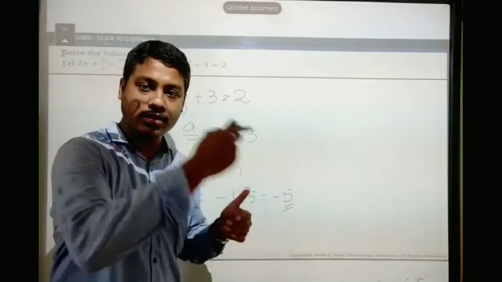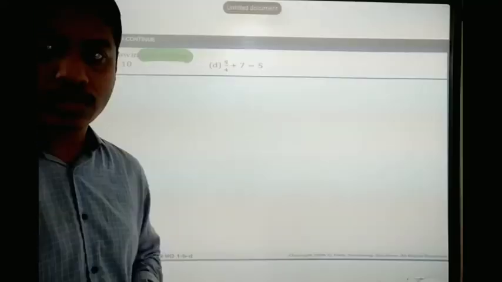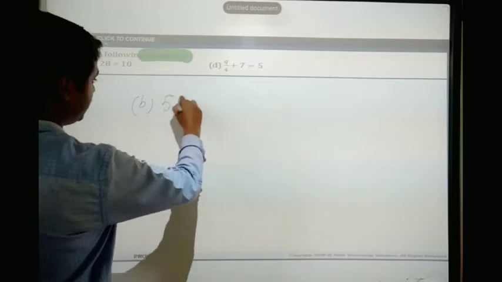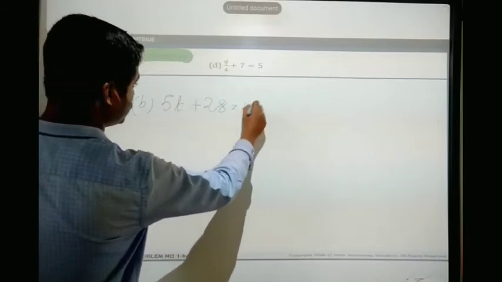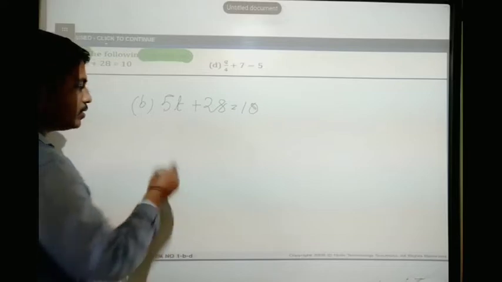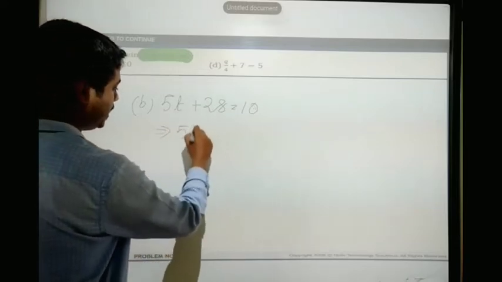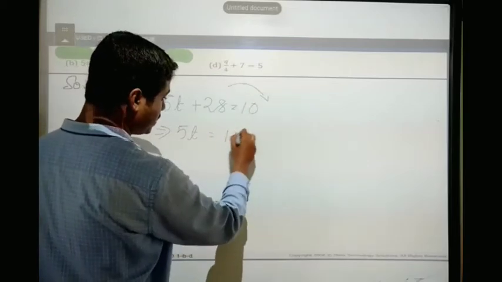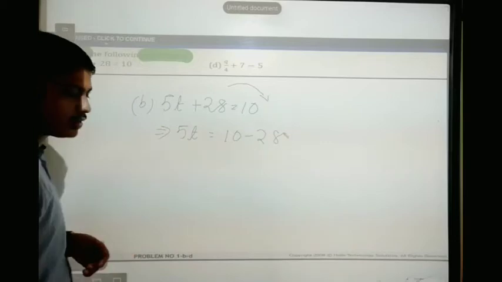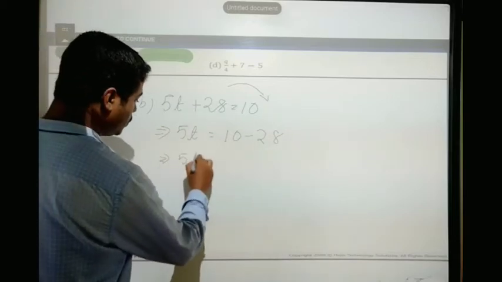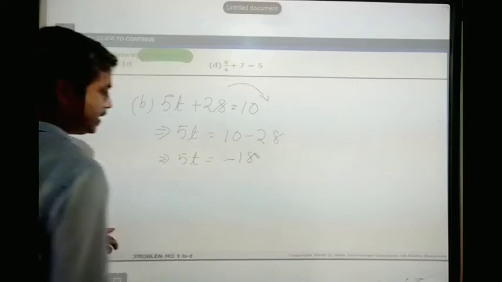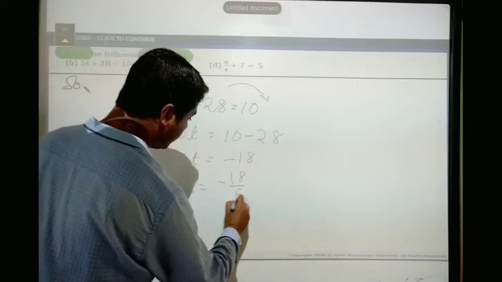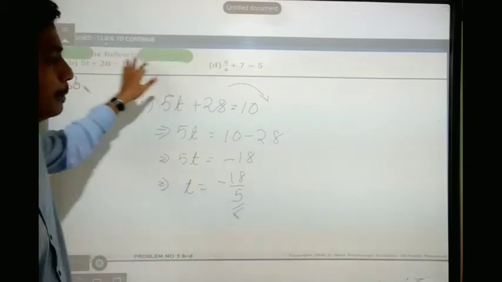Okay, now let us see the next question. So the next question is question B. 5t plus 28 is equal to 10. This is similar to the previous chapter. 5t, put the variable on the left hand side. This will be going this side. Since it is plus, if we do transpose, we get minus: 5t is equal to 10 minus 28, that is minus 18. Then t will be equal to minus 18 by 5. This is your answer for question B.